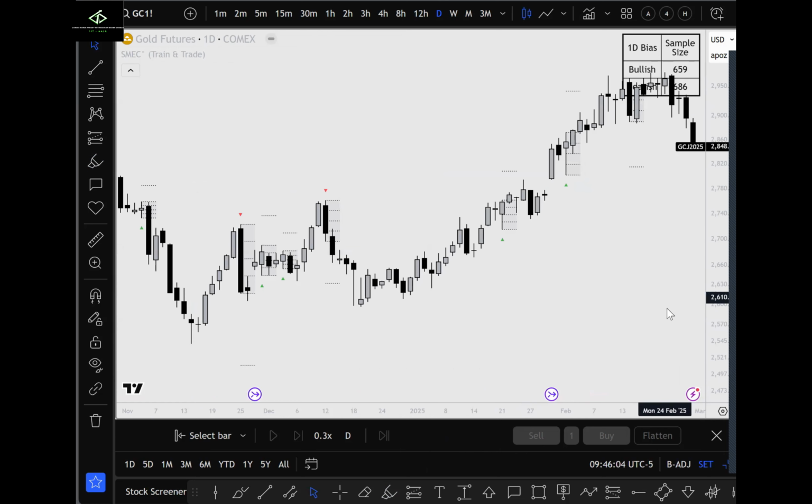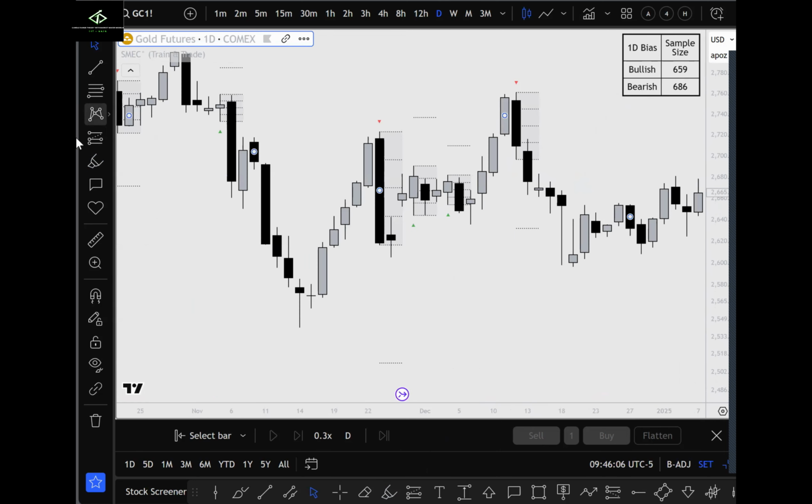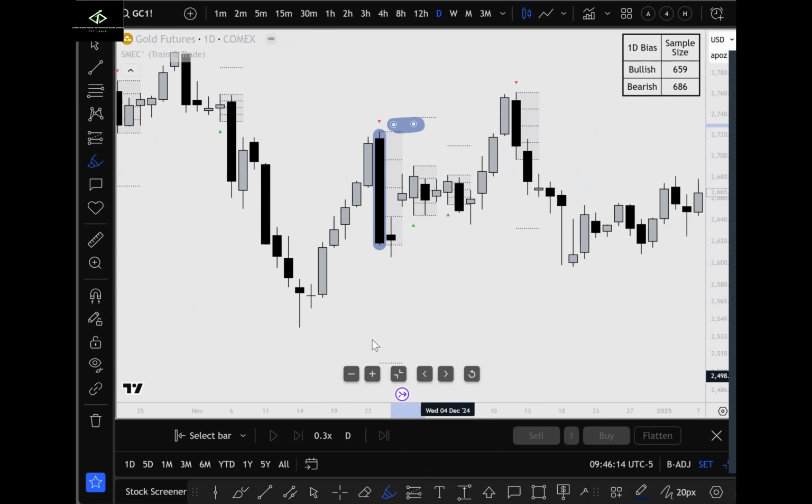Okay, here's a perfect example. Now, would I take this one on the close? Probably not, because this candle's huge. So my stop loss has to be very wide. Even if the market can go down here, the risk reward just doesn't make sense. So hopefully that makes a little bit more sense.